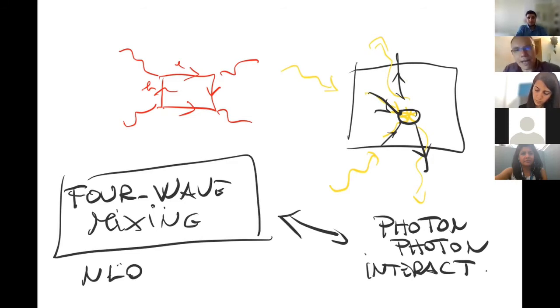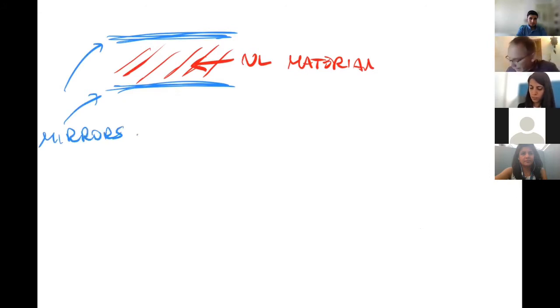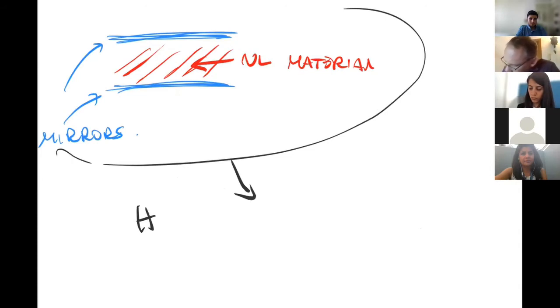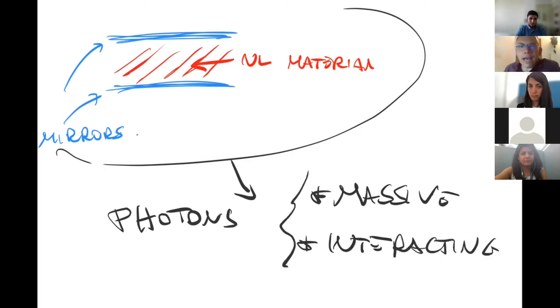So we are basically done. We have found a way to obtain a sizable photon-photon interaction just by letting light propagate in a medium. If we combine this with a cavity, for instance, taking 2 mirrors and filling the space in between with some material, so this is a nonlinear material, these are mirrors. This is basically a platform. Here, photons are massive and interacting. Great, we are basically done. We have all the ingredients to have a fluid of light. We have all the properties that are needed for light to behave like a fluid.